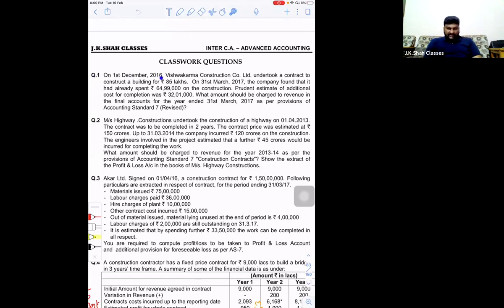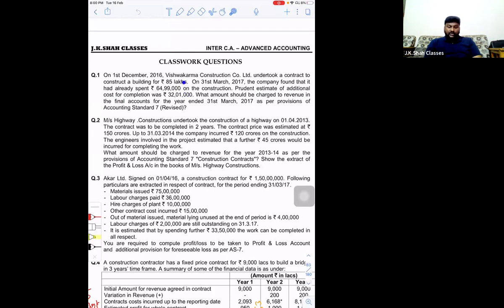On 1st December 2016, Vishwakarma Construction Company Limited undertook a contract to construct a building for 85 lakh rupees. On 31st March 2017, the company found that it had already spent 64,99,000 on the construction. That is by the end of first year, because you started in December 16, 31st March 2017 is the end of first year. So till the end, you already discovered that 64,99,000 is the cost incurred. And prudent estimate of additional cost of completion was 32,01,000. This is your further estimated cost. So your total cost is coming to 97 lakh rupees.